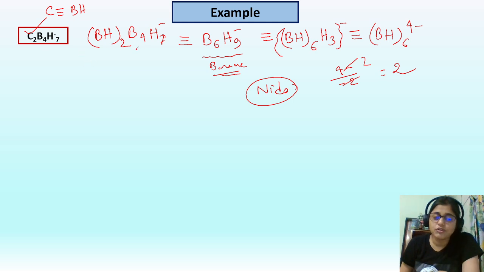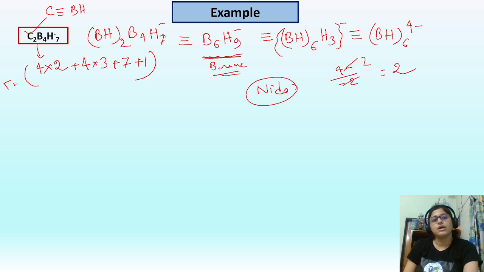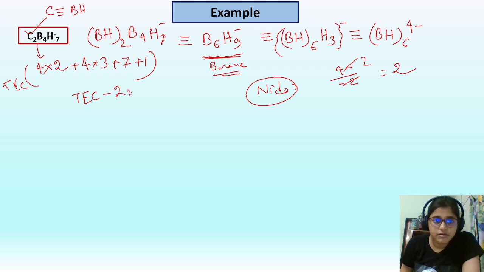So for that case also, we will just count down the electrons from that. If you are confused here, you can calculate from this step also. From here also you can calculate. You know that for carbon, 4 is the total electron count, right? So 4 into 2 plus 4 into 3 plus 7, and 1 negative is plus. This will be the total electron count, TEC. And PEC we know, PEC means TEC minus 2N, right? So for N, you have to find this out.